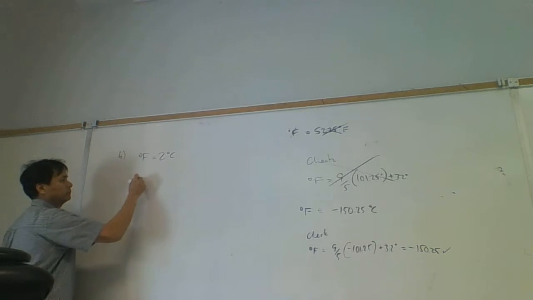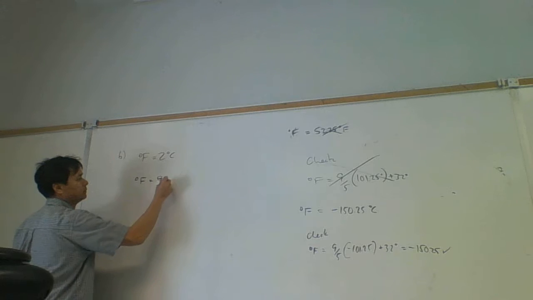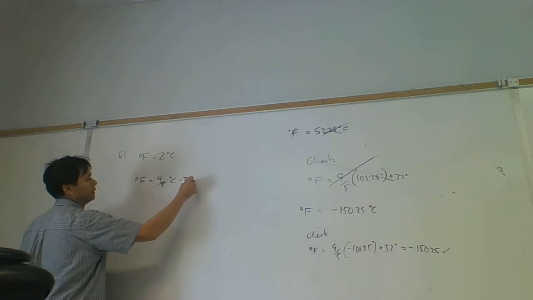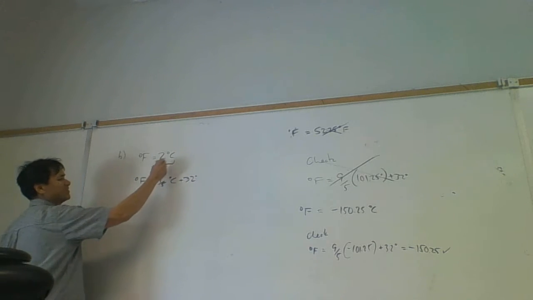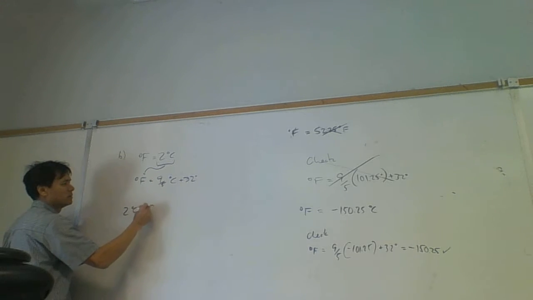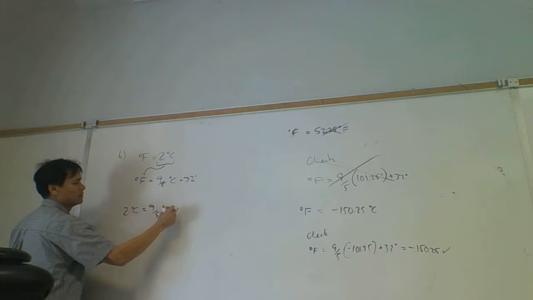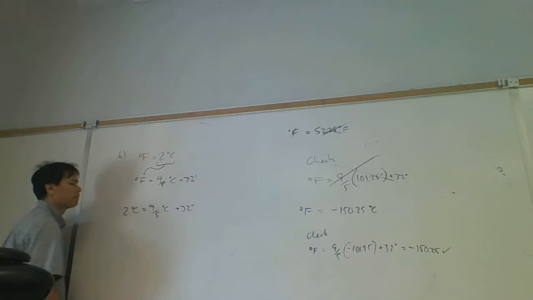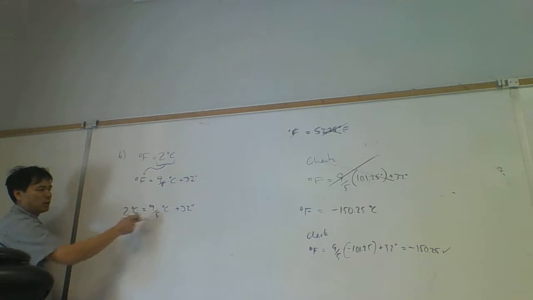Degrees Fahrenheit is equal to 9/5 degrees Celsius plus 32. Yeah. And then we just do a substitution. We'll substitute that in there. So we'll get 2 times the degrees Celsius is equal to 9/5 degrees Celsius plus 32 degrees. And then what I think I'll do is I'll subtract 9/5 from both sides.